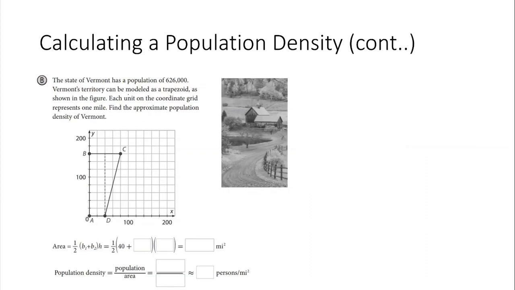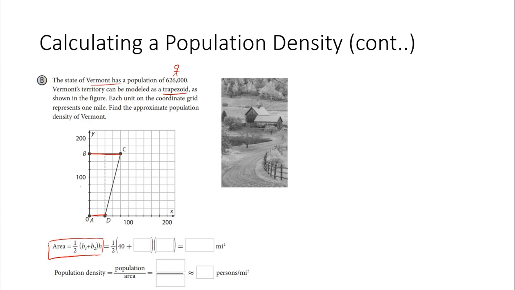All right, so let's look at this example. We got Vermont. Again, we have 626,000 people, and we got a trapezoid. And the area formula for a trapezoid is you take the average of your two bases, because notice how this base is not exactly the same as, from BC to AD, right?